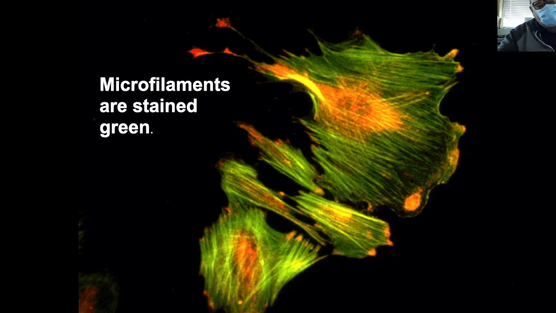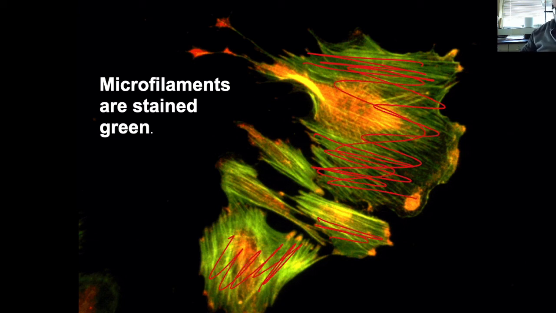We don't normally see these in cells, so I want to show you this picture of stained microfilaments. So they do show up throughout the whole cell, okay? They're all over the place. You just normally don't see them.